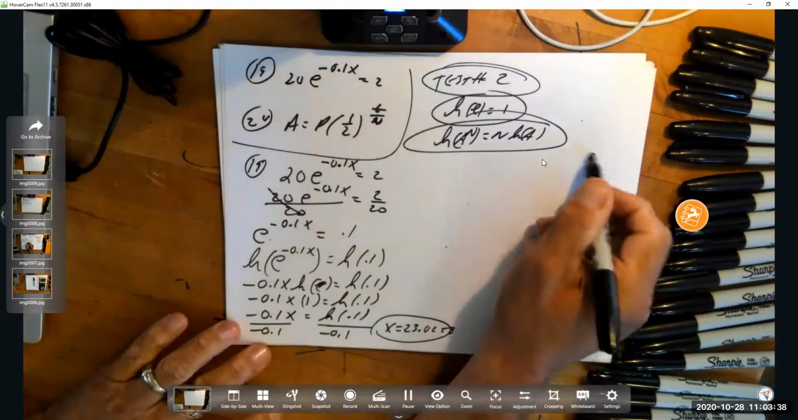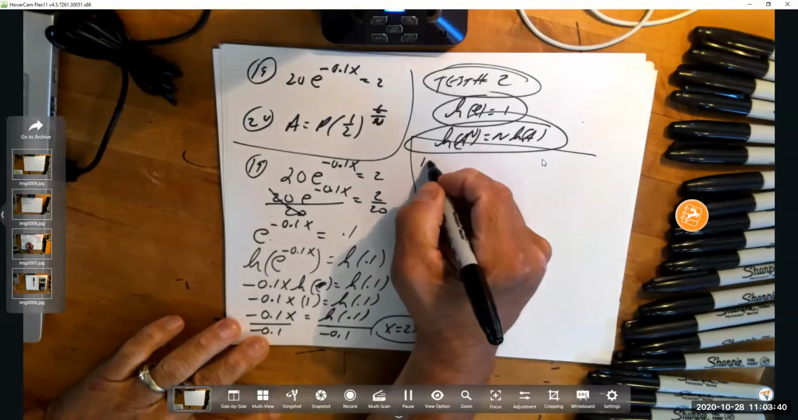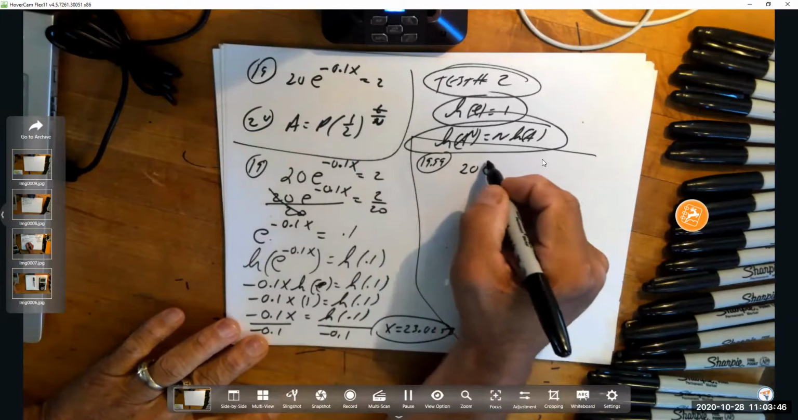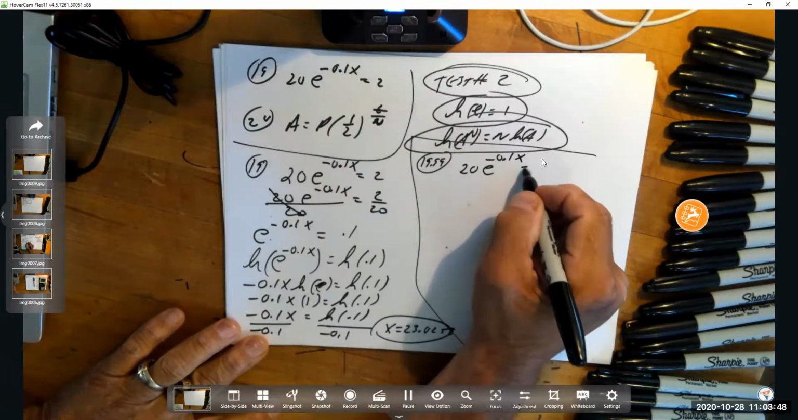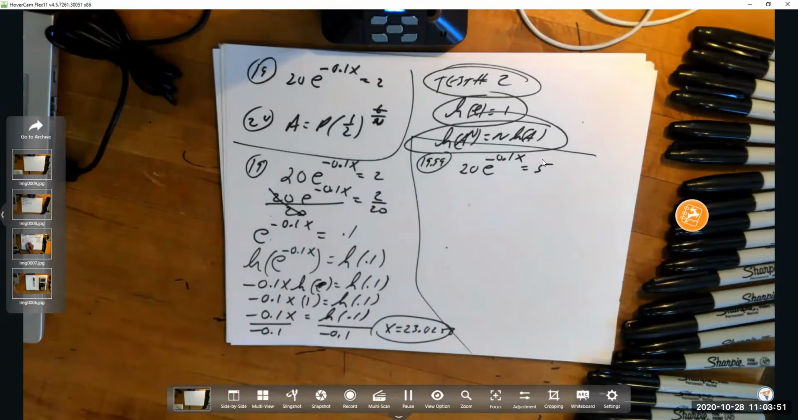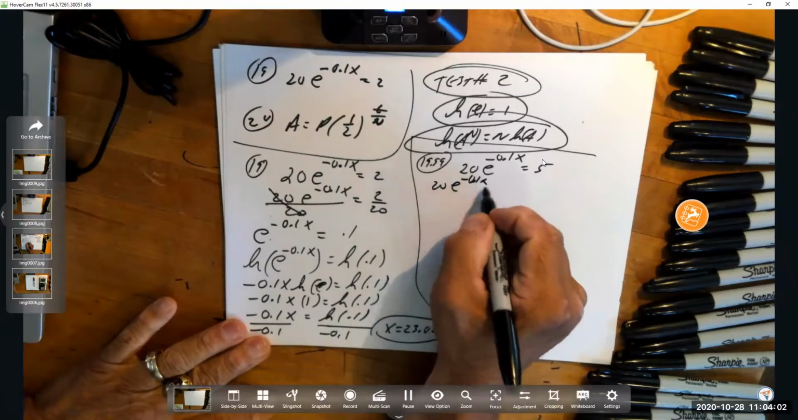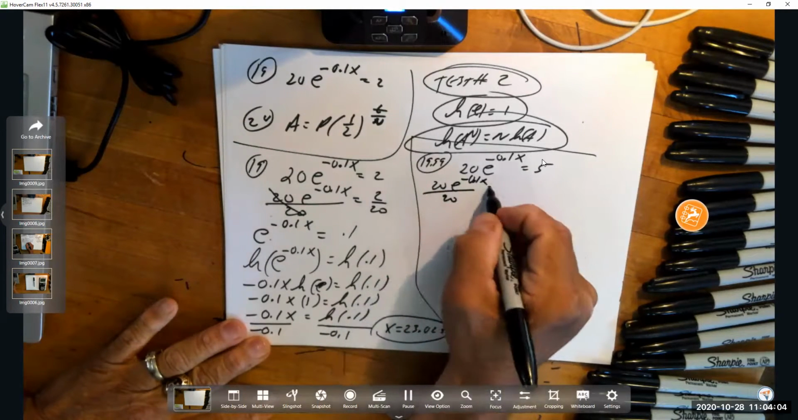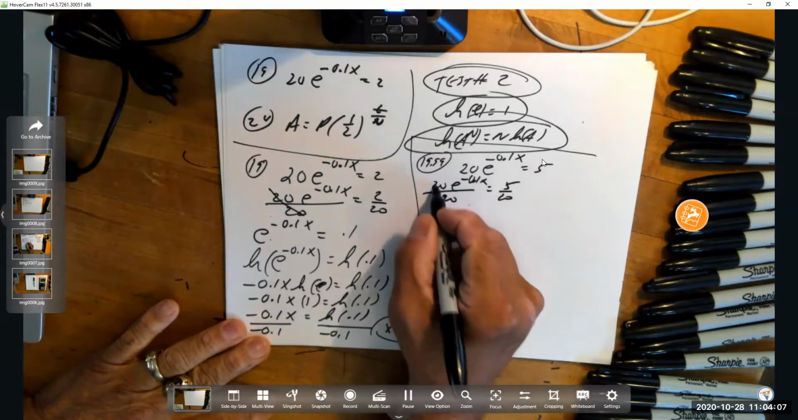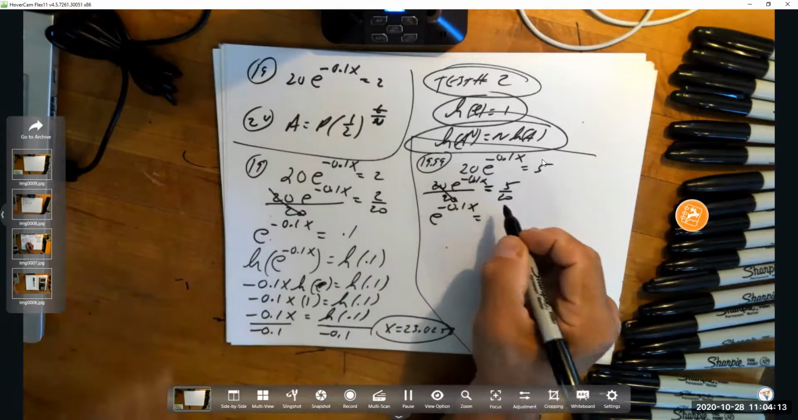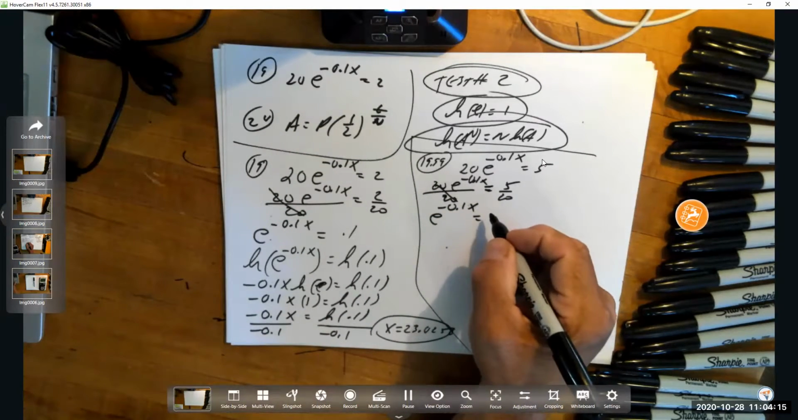All right, let me change. I'm going to do it one more time, same problem. I'm going to say 20 e to the negative 0.1x equals 5. Same problem, I just changed the number to a 5 on the side. Still going to divide it just like the other one. Divide this one by 20 and this one by 20. These are gone. e to the negative 0.1x equals 5 over 20. Give me a number. What'd you get? 0.25.